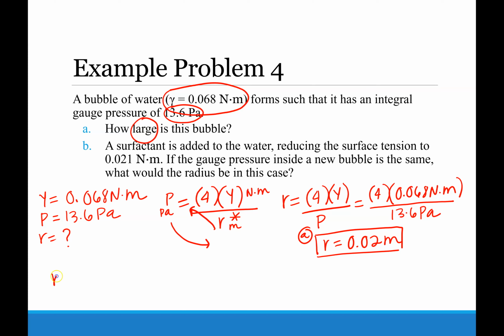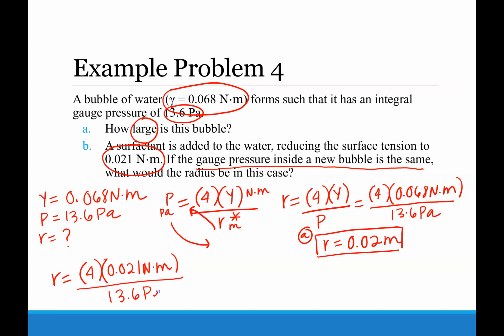So we can use the same formula that we rearranged, 4 times a new surface tension of 0.021 Newton meters divided by, it says that the gauge pressure remained the same, so we're going to keep that same pressure of 13.6 pascals. So in your calculator, 4 times 0.021 divided by 13.6, that equals a radius of approximately 0.006 meters. And that is the answer for part B.